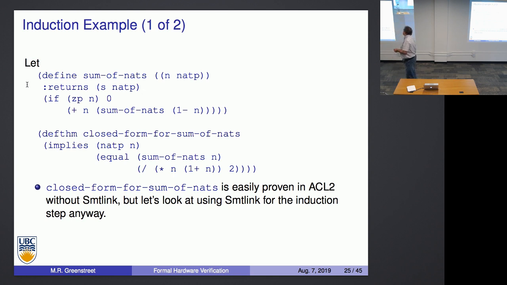So I'm going to say if n is a natural number, then applying sum of nats to n produces the same value as this formula. That's just the usual textbook formula for doing this, right? This theorem is easily proven in ACL2 without using Smtlink. We could just take the theorem and the proof goes through. But that's not fun. The reason for doing this is that if I give you an example that's big enough that we really need Smtlink, then of course I'll fill up a whole lot of slides with it. So we'll do the simple one.